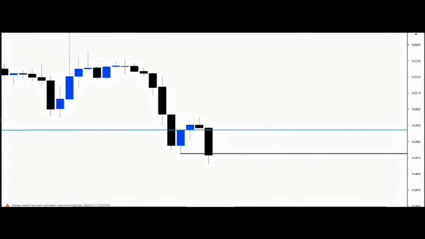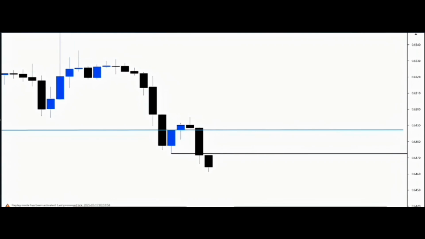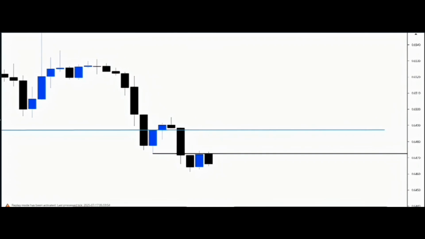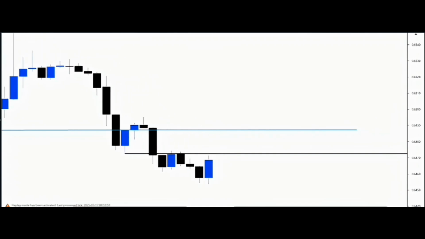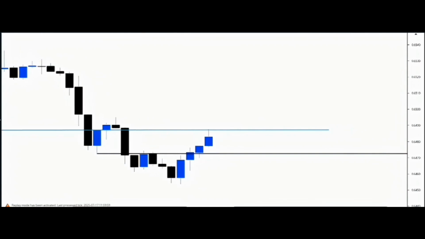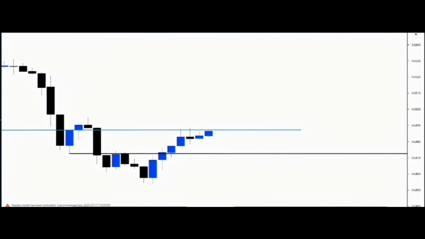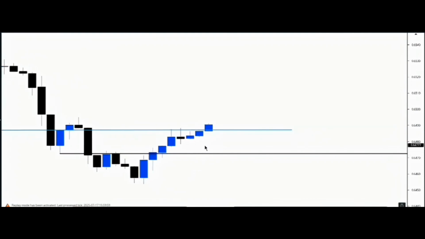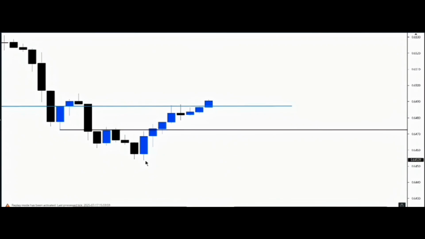All right, so we continue. You can see that's not valid yet. Not valid yet. Okay, so that blue line is valid now. So we can actually take our trade from here, and you can place your stop loss below here, because you need to be on the safe side of the market. So let's continue to advance price.